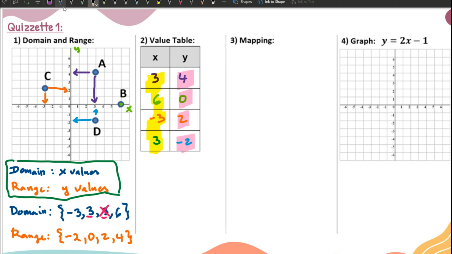Alright, number 3, mapping. For the mapping method, you're going to draw 2 ovals like this. If you want, you can wait until I finish and then copy it over. Domain.